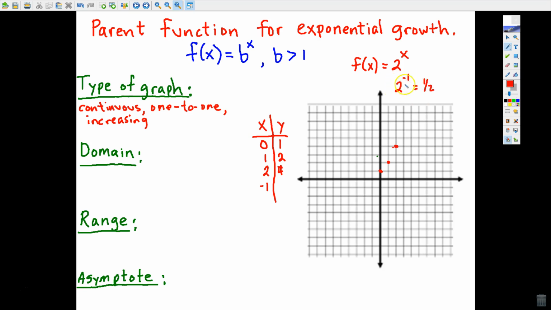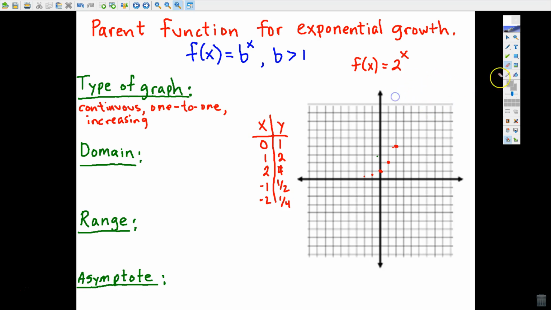Negative exponents cause you to flip the base, and then you can change the exponent to positive. So for input -1, we have 1/2. Input -2, we get 1/4. 2 to the -2 is the same thing as 1/2 squared, which is 1/4. That's just going to be a little closer to the x-axis.